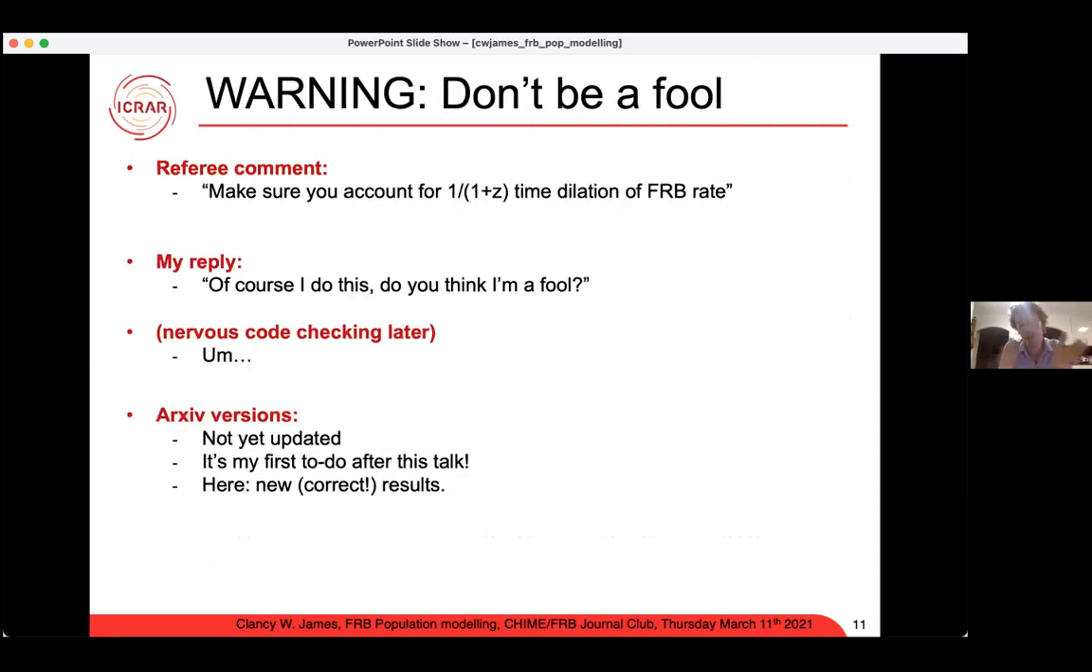The other caveat I have to say is that this is being refereed and I've made corrections. The referee made a comment along these lines: make sure you put in this 1 + z time dilation of the rate. And my response was, yes, of course this is in there. Turns out it wasn't, because the code that I'd imported from a previous paper had this time dilation factor in a different part of the code dealing with repeating FRBs that wasn't imported. So now the results have been updated for this stupid error, but the arXiv papers haven't been yet. That's my to-do for the rest of the morning after I finish. So if you're working off the arXiv papers, qualitatively the results are the same.